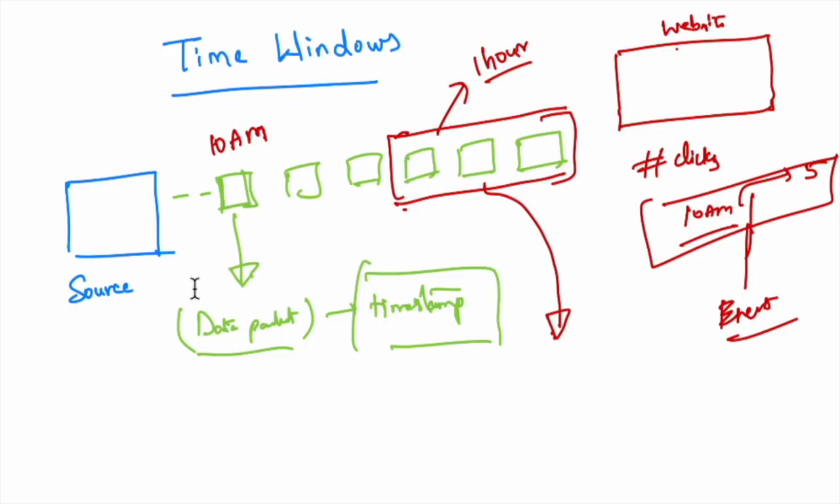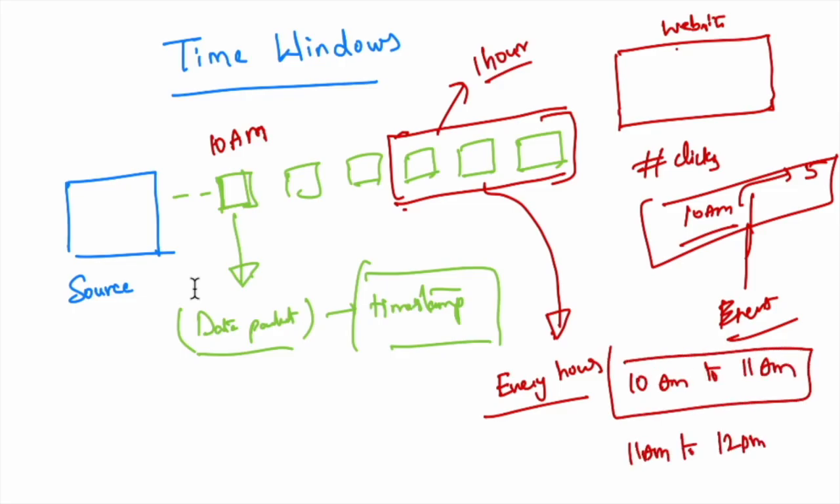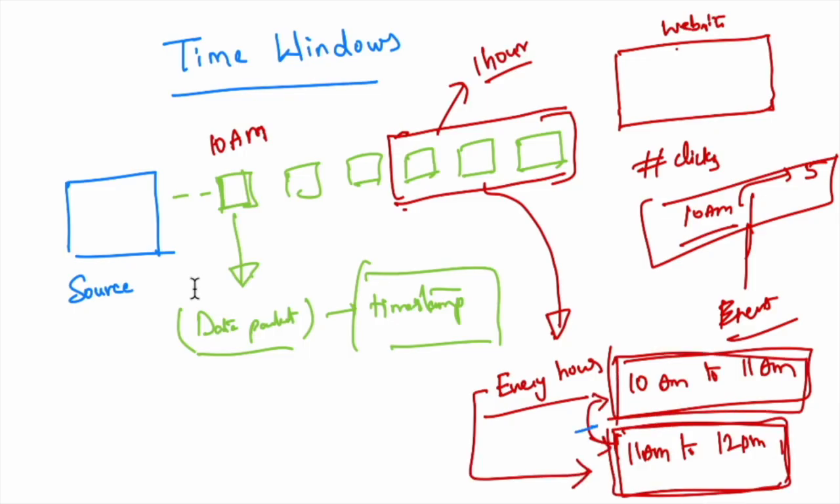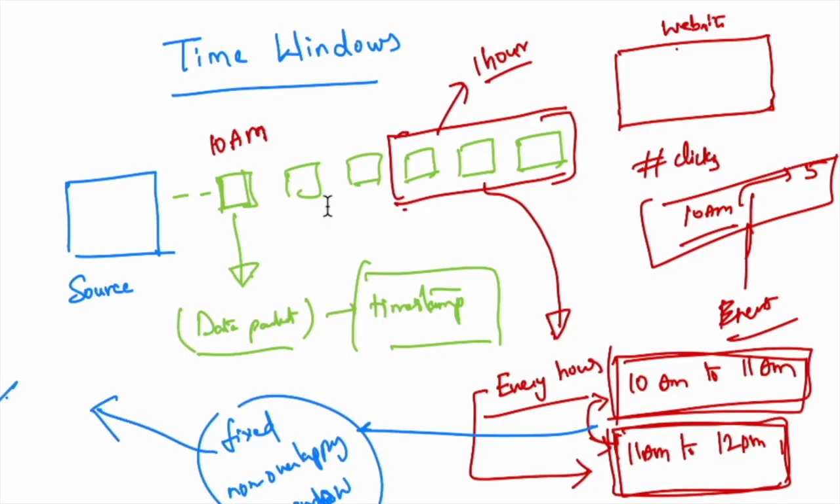time window. Now, if you are doing it for every hour, let's say 10 a.m. to 11 a.m., this is one time window. 11 a.m. to 12 p.m., this is another time window. So we are chunking the data every 1 hour. This type of fixed non-overlapping window is called a tumbling window.